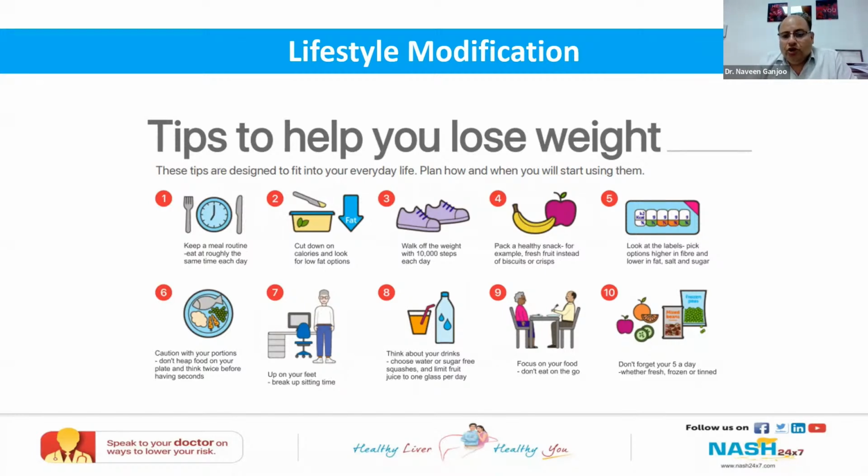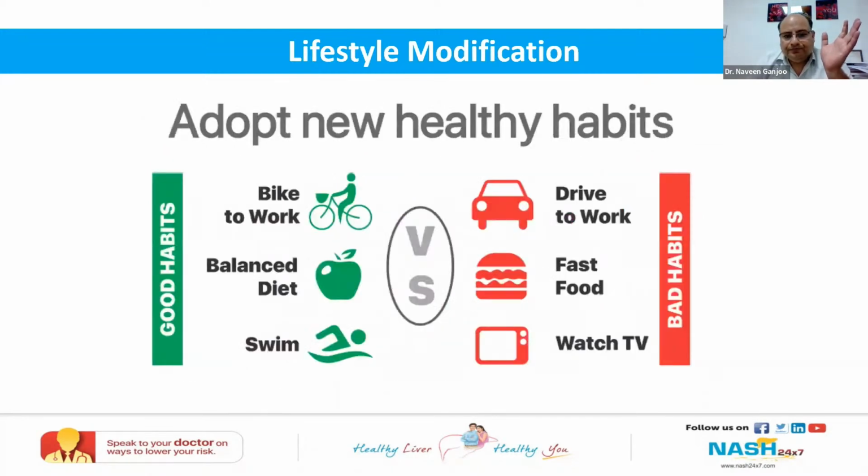Don't eat frozen or tinned food because that has lots of processed stuff, preservatives, and lots of sugars in it. So those should not be taken. Adopt new healthy habits. That's like, walk or bike to work. It's not possible every time, but whenever it is possible, a balanced diet and some physical activity are very, very important.